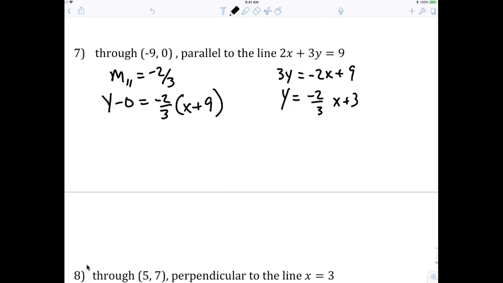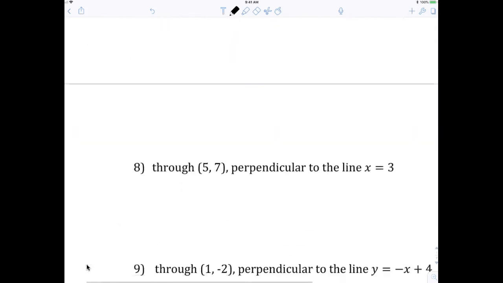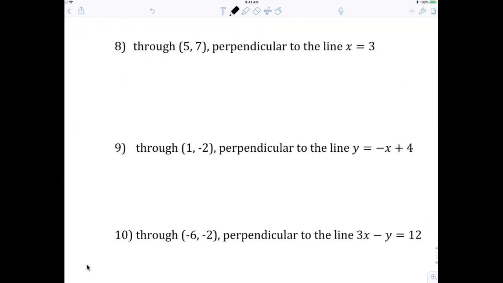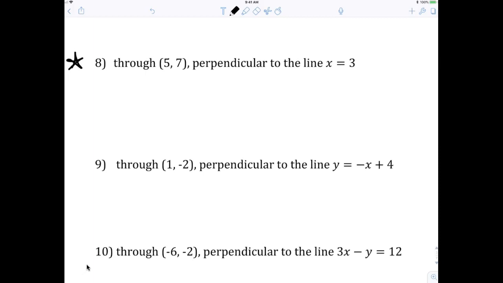Anybody? All right, let's take a look now at number 8. Number 8 is the one I want you to kind of star. All right? It's kind of a tricky question. All right? So this is a little unusual here.